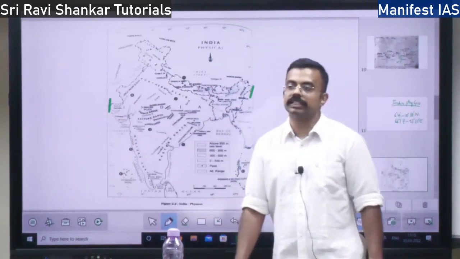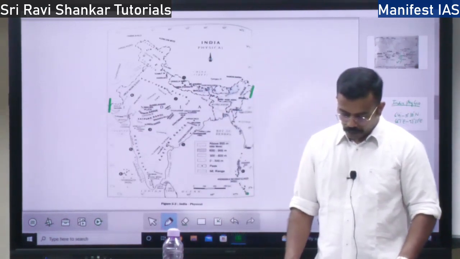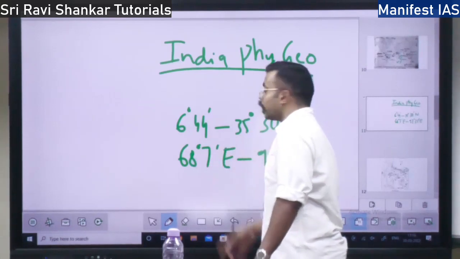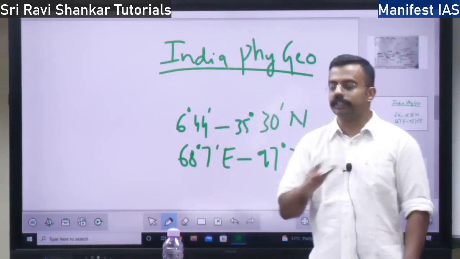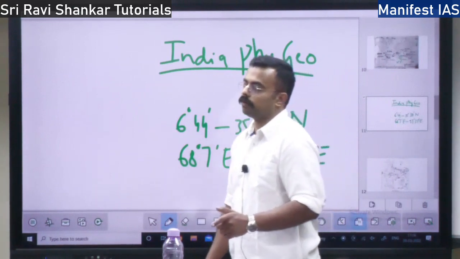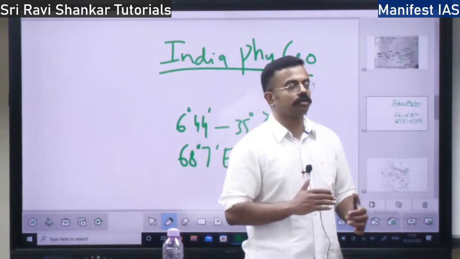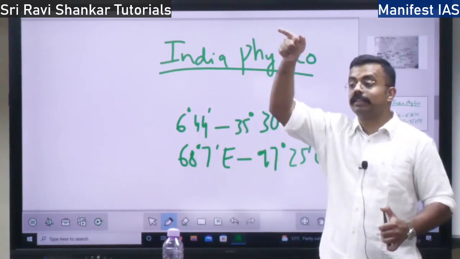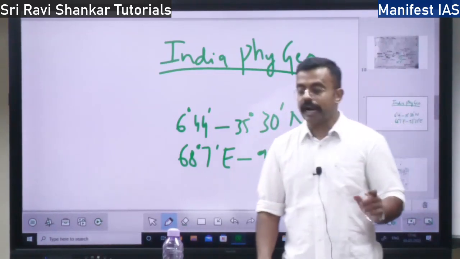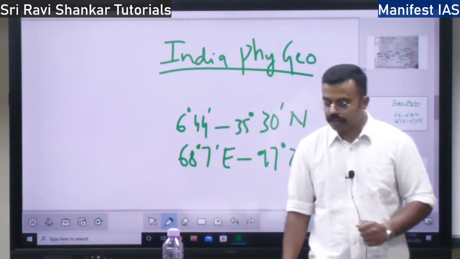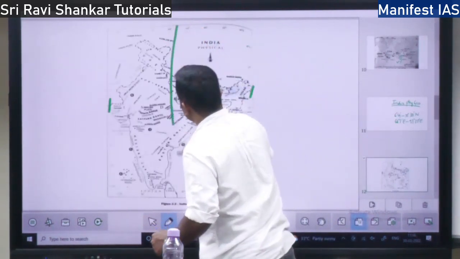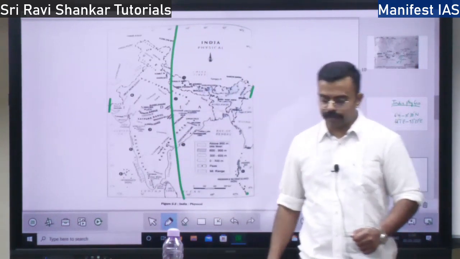The southernmost tip is 6 degree 45 minutes, right? If you look at the longitudinal and latitudinal extent, approximately it is 30 degree, north to south and east to west. So where do we find the standard meridian of India? Where do we measure the time? The time measurement is 82 degree 30 minutes east, which is the standard meridian of India. The line which passes through 82 degree 30 minutes is the standard meridian. By that we determine the time.